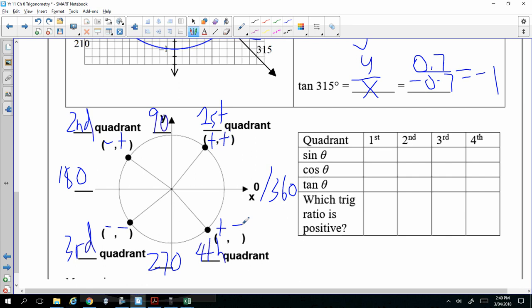Okay, now remember what sine theta equals? Y. What's cos theta equal to? X. What's tan equal to? Y over x. So in the first quadrant, is sine positive or negative? It's positive because y is positive. And is cos positive or negative? Positive because the x is positive. And if you do tan, y over x, positive divided by positive, you get positive. So in this quadrant, everything is positive. All.